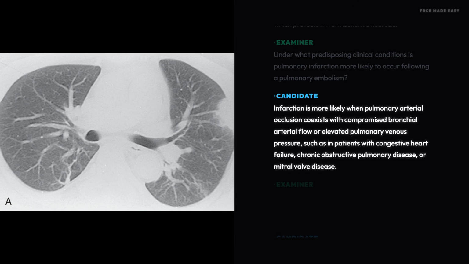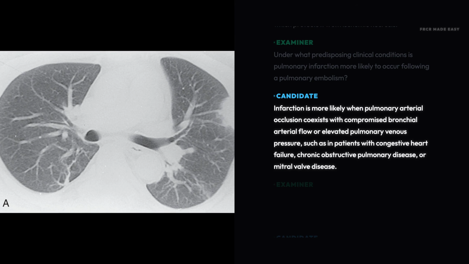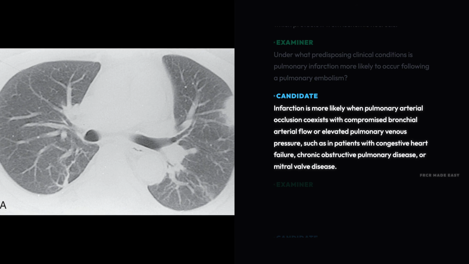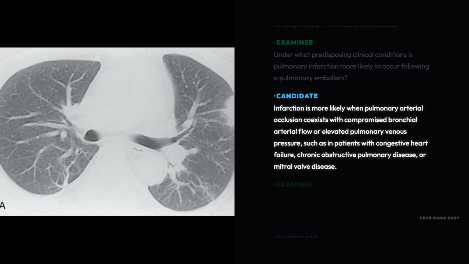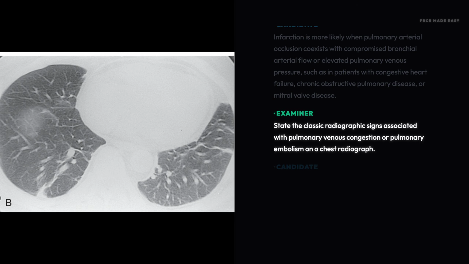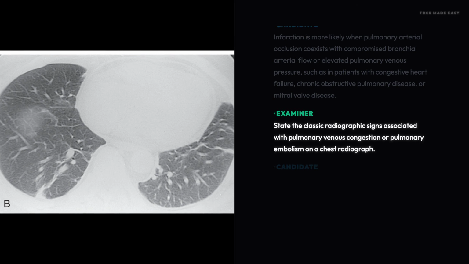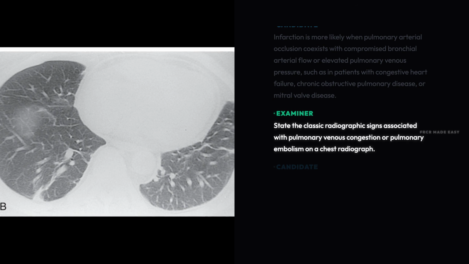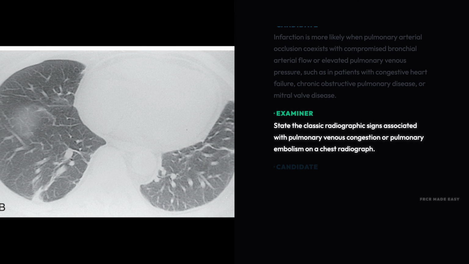Infarction is more likely when pulmonary arterial occlusion coexists with compromised bronchial arterial flow or elevated pulmonary venous pressure, such as in patients with congestive heart failure, chronic obstructive pulmonary disease, or mitral valve disease. State the classic radiographic signs associated with pulmonary venous congestion or pulmonary embolism on a chest radiograph.